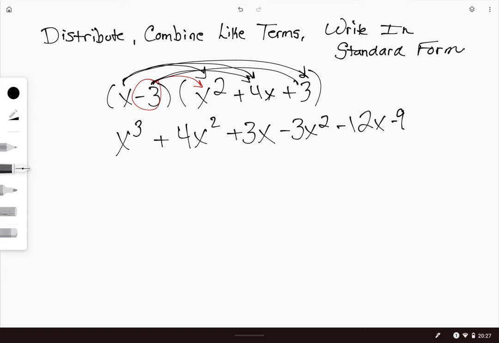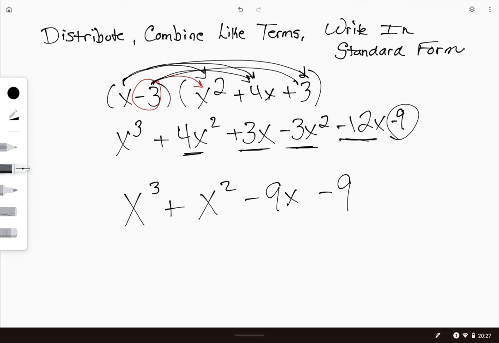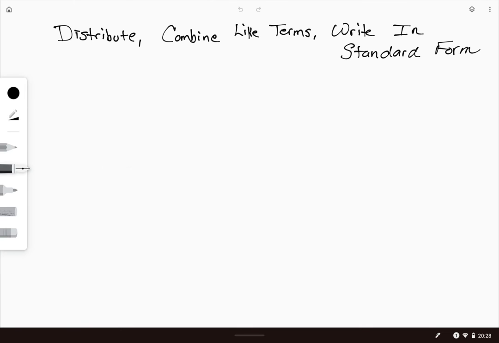And those 2 last steps can kind of be something you do simultaneously. So I see that I have x to the third, and there's nothing to combine that with, but I have 4x squared minus 3x squared, so that's going to be plus an x squared. Then I have 3x and a negative 12x, so that's minus 9x. And then I have the 9 here, so minus 9. So there's your answer to this multiplication problem. So we distributed, we combined the like terms, and then we just simply wrote it in standard form. Okay? So let's look at another.